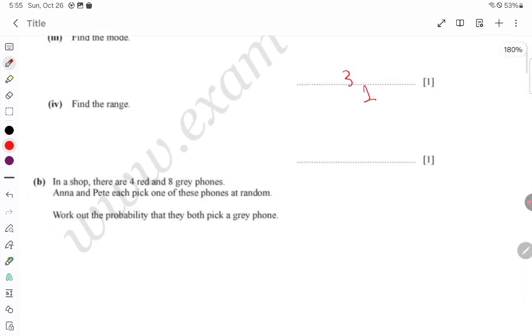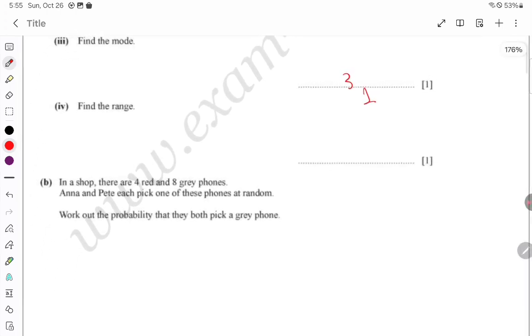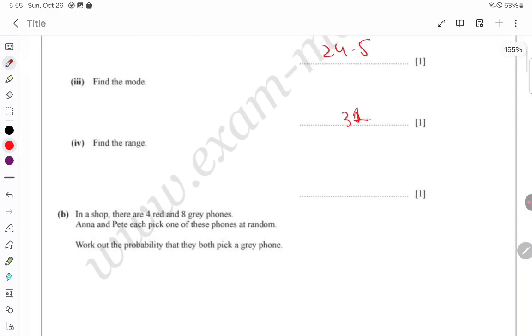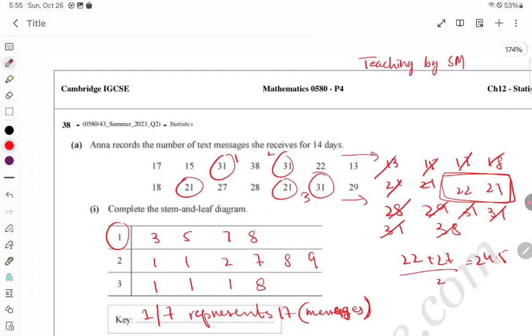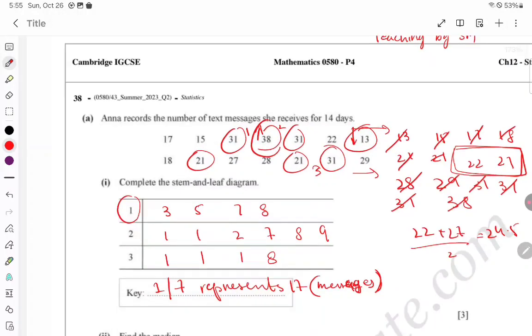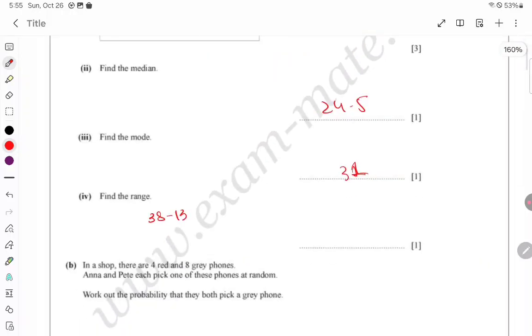For the range, it is the highest, which is 38, minus the lowest, which is 13. Look at the table. The lowest is 13 and the highest is 38. Subtract them to get our range, which is 25.